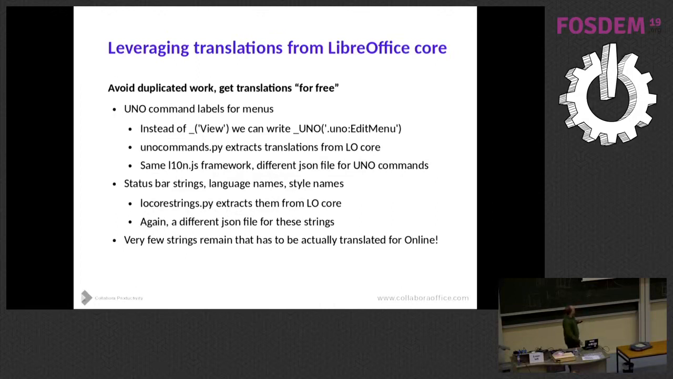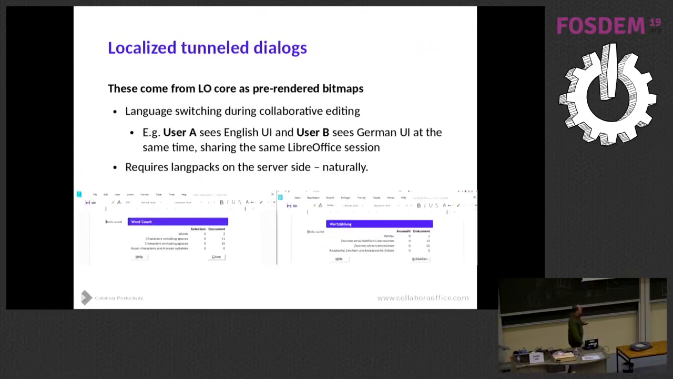Also with another script, we extract some other strings from LibreOffice core, such as status bar messages and language names. So the result was that actually very few strings remained to be localized. In the next version of LibreOffice Online, we had these tunneled dialogues, which are basically pictures coming from the core, and obviously we needed language packs installed on the server side in order to see the localized dialogues.